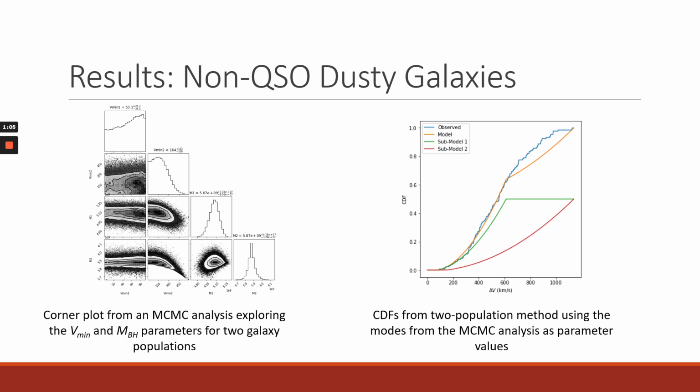Here, the left figure shows the corner plot from an analysis using the two population model, with the central black hole mass replacing Vmax as a parameter. The CDFs on the right show that using the preferred black hole masses from the analysis in units of solar masses in the model gives a close match to the observed data.